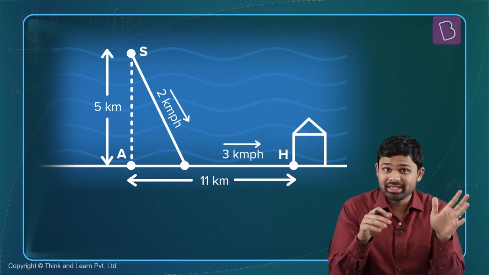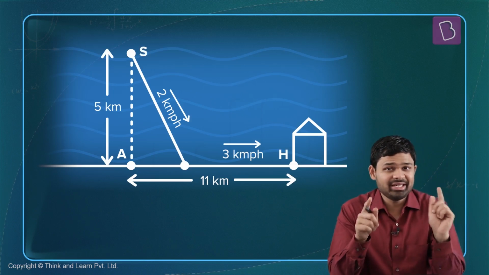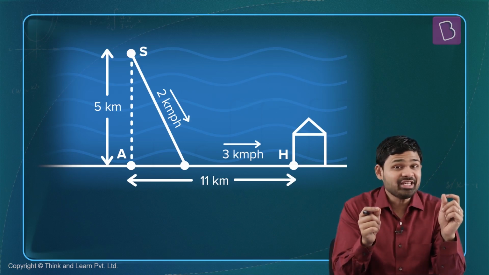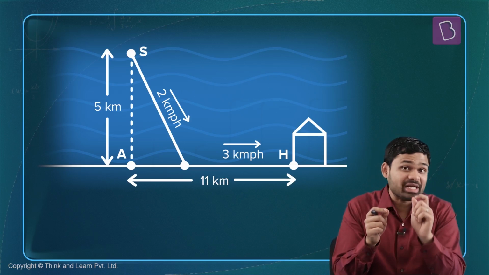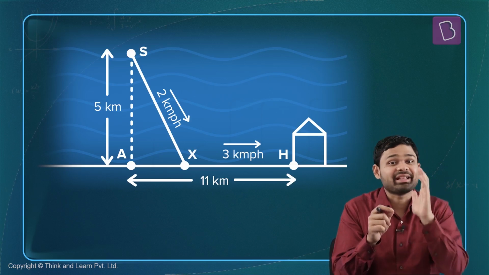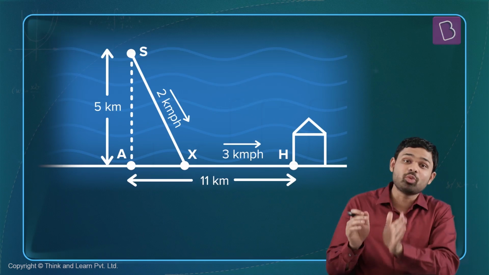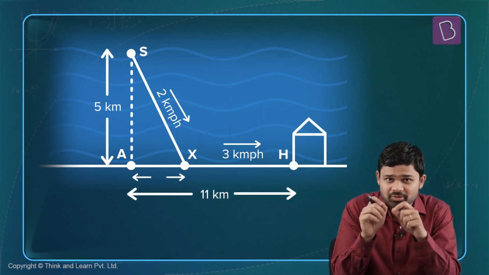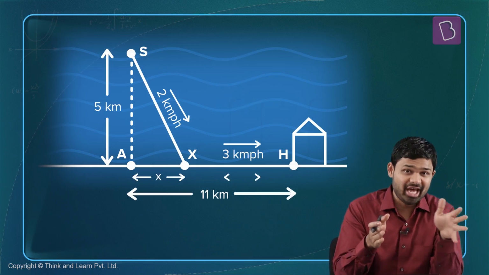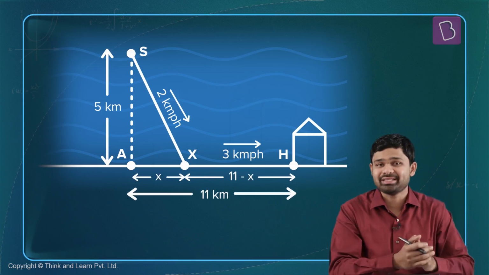H, which is the point where his house is, is at a distance of 11 kilometers from point A. And there is another point that is going to be my point X. That's my variable point, the point where the swimmer swims to from the island. Now the distance AX is going to be called small x, so the distance XH is going to be 11 minus x.